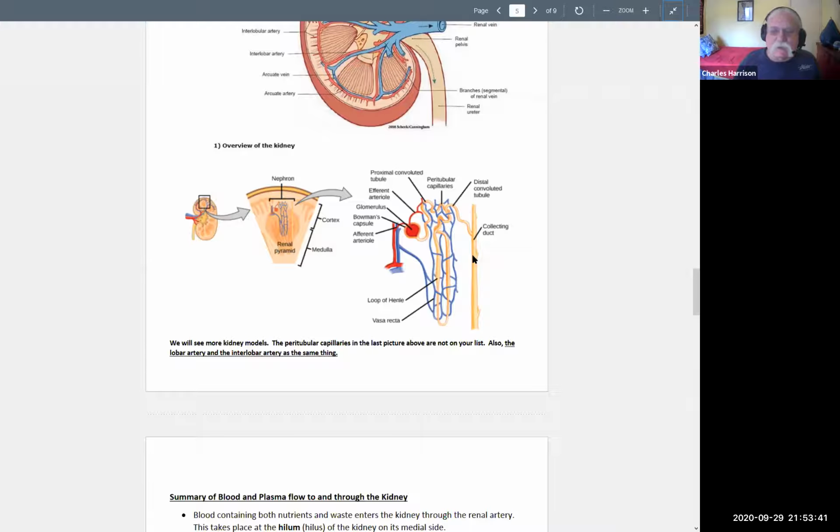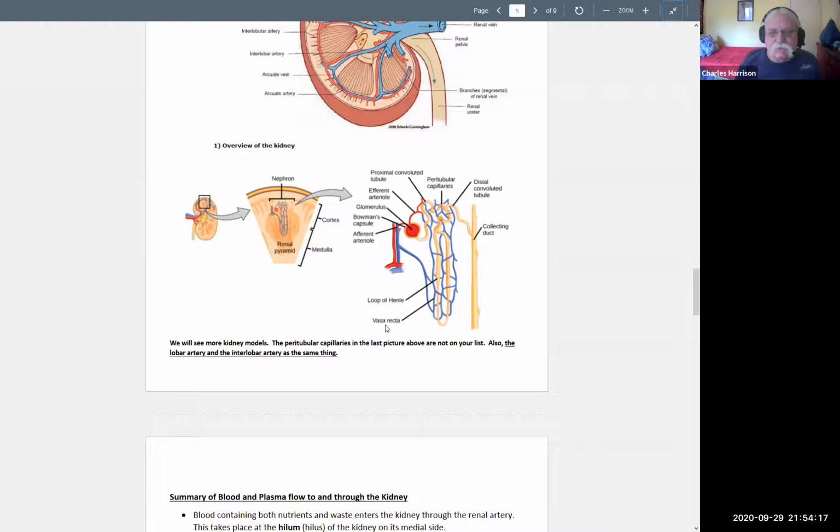And then there's no more action upon them except to move them from the collecting duct to the minor calyx. And from the minor to the major, to the renal pelvis, to the ureter, to the bladder and out. The vessels that originated from the efferent arteriole and fanned out over the loop of Henle are called the vasa recta. That's a set of capillaries.